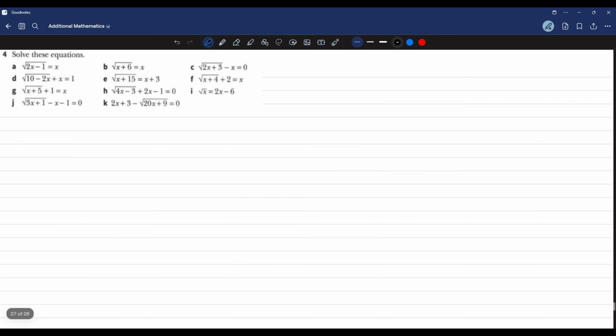And let me just get to the next one. Okay, so for question number 4, part A, we have under root of 2x minus 1 is equal to x. Okay.